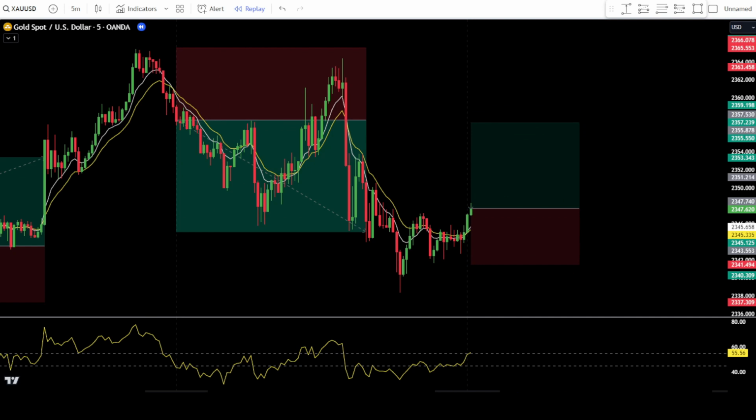6. Set the stop loss at the latest swing low. 7. Use a target take profit based on a risk and reward ratio of 1 to 1.5.